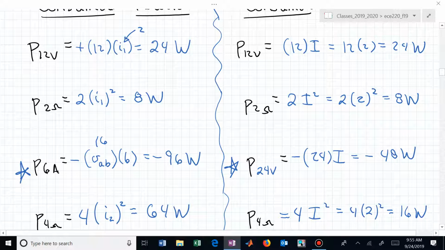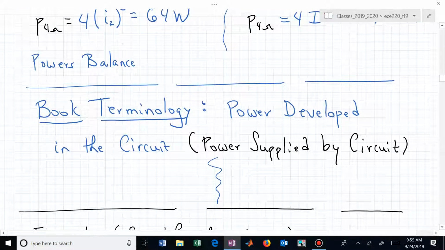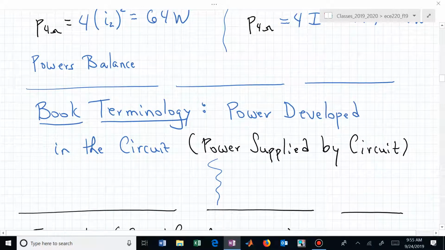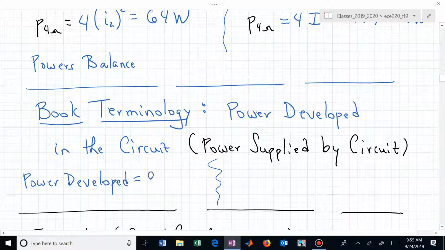In the book terminology, then, because of that 6 amp current source, the power developed in the circuit is now, we're going to report that as P of the 6 amp is now 96 watts. Or maybe I shouldn't say that because that's what we labeled for the minus 96. Let me just say the power developed, or that's the power supplied by the circuit.